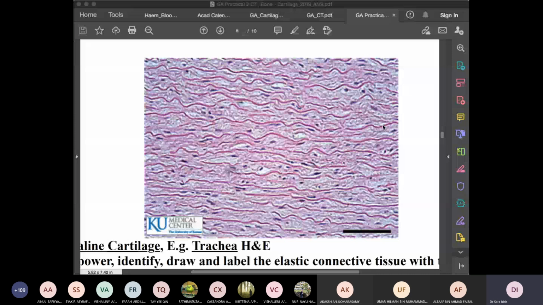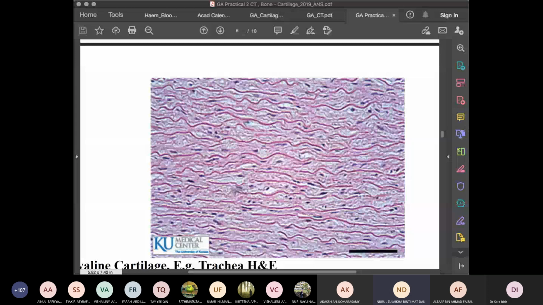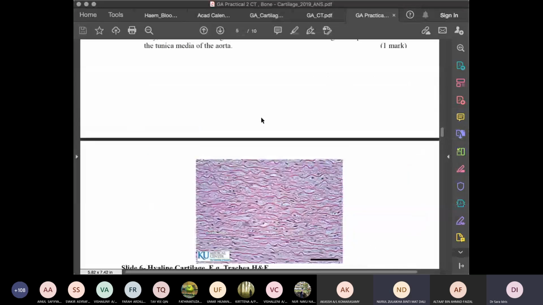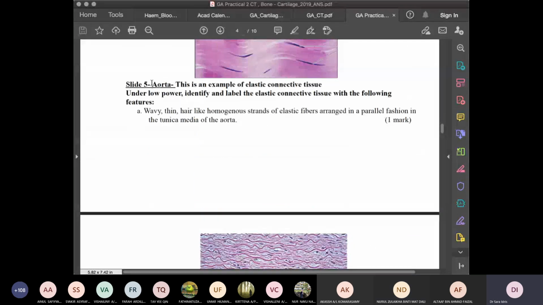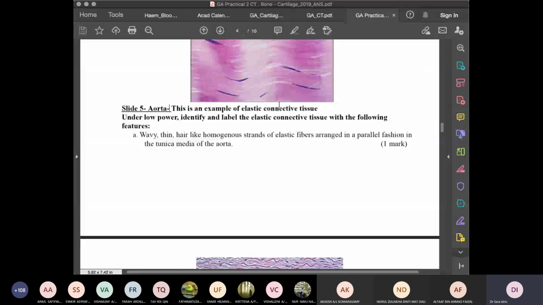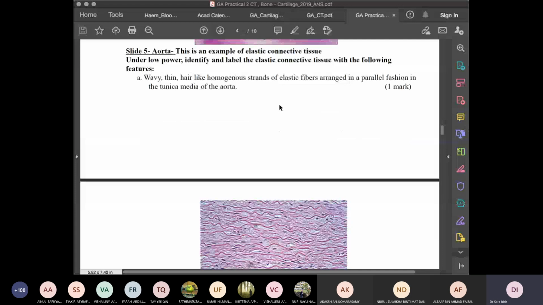Nurul Zulaika only. Where do you find your dense regular elastic connective tissue? Ligamentum flavum. Ligamentum flavum, okay? Or if you just look at your own practical, you just look up here, you can see slide number 5 is from the aorta. It's not that difficult. The answer is already there. But ligamentum flavum is also where you find your dense regular elastic connective tissue.